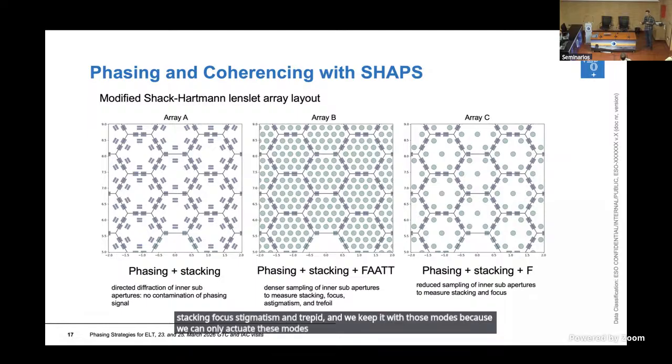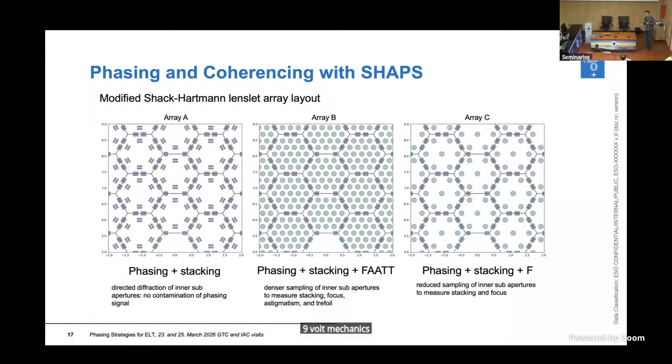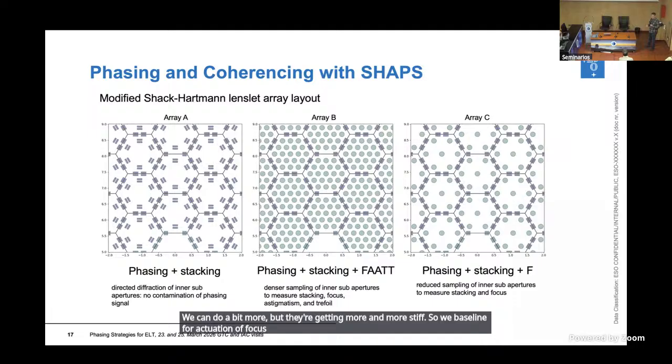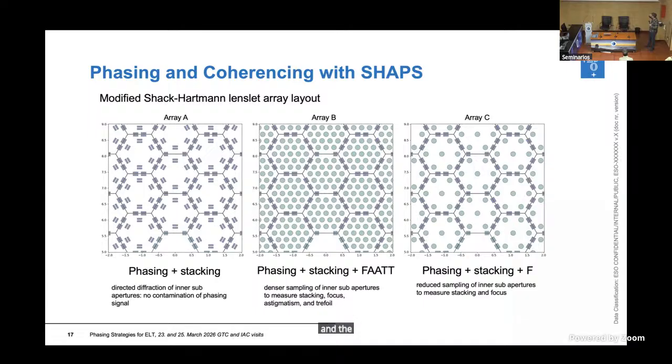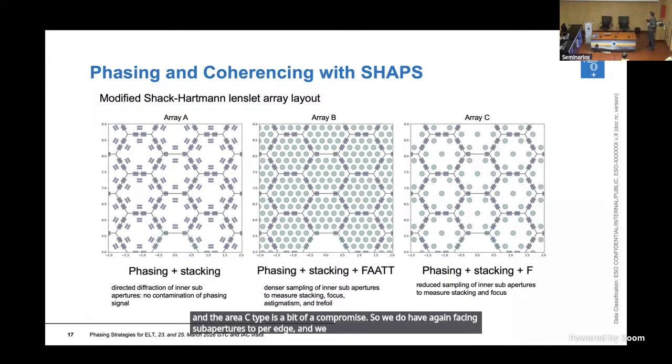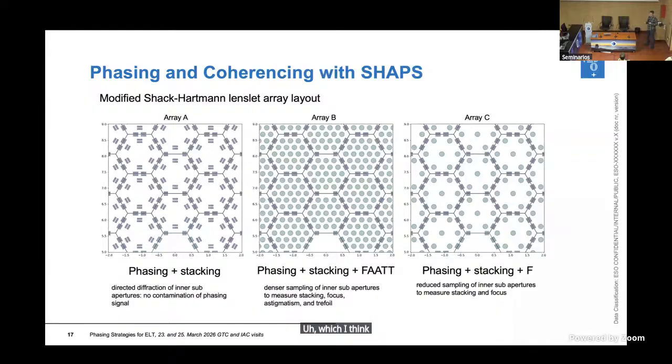Yeah, so we have 9 warping harness actuators. We can do a bit more, but they're getting more and more stiff. So we baseline for actuation of focus and astigmatism, of course, and perhaps trefoil. And the array C type is a bit of a compromise. So we do have, again, phasing subapertures, 2 per edge, and we have 7 inner subapertures. So with this one, we measure phasing, tip-tilt, focus. All of them have in common that we do the tip-tilt and the phase measurement in one go, which I think is important.